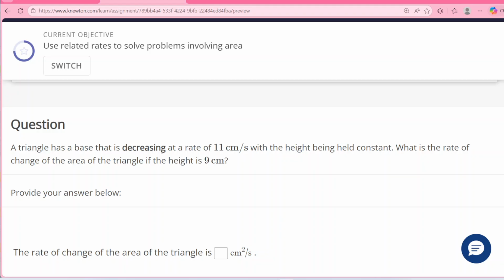So notice they're highlighting the word decreasing here, right? So look, a triangle has a base that is decreasing at a rate of 11 centimeters per second, the height being held constant. What is the rate of change of the area of the triangle if the height is 9 centimeters?